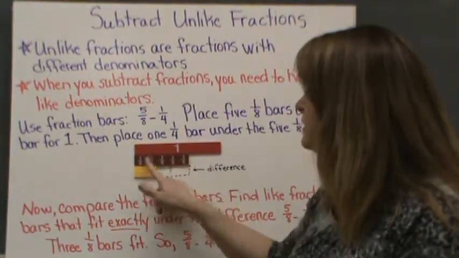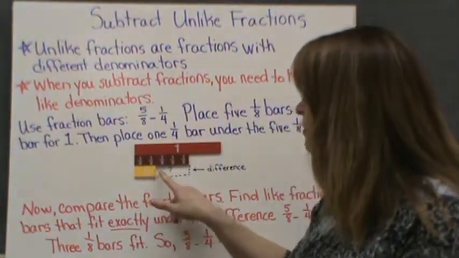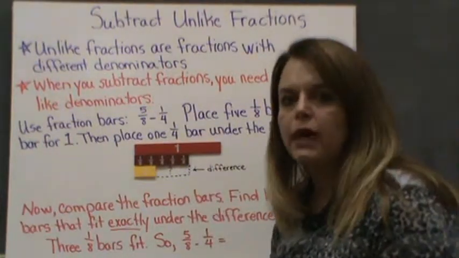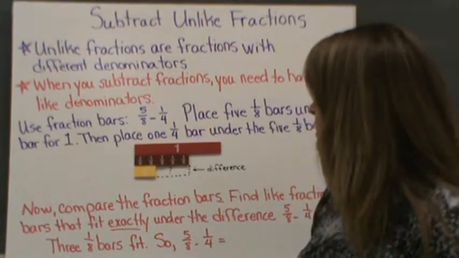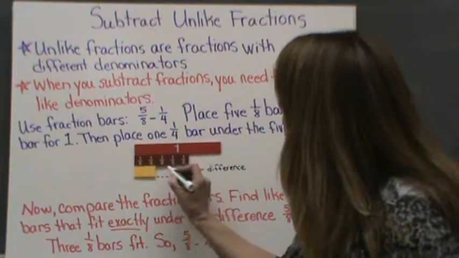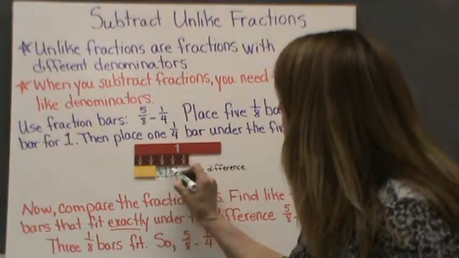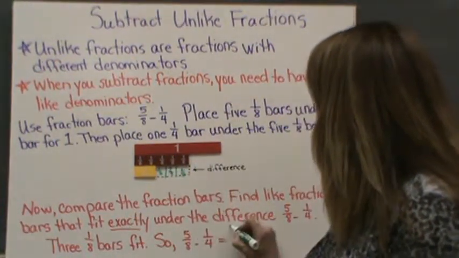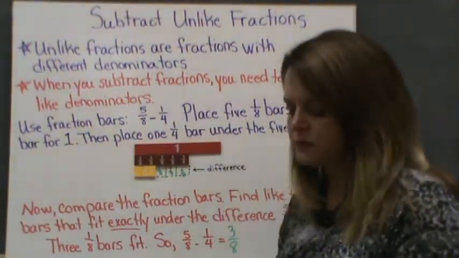So this tells me the difference in 5/8 and 1/4: in this space I could fit 3 of these 1/8 bars. So 3 1/8 bars fit. So 5/8 minus 1/4 would be right in here. That would be an 1/8, an 1/8, an 1/8. So I know that 3/8 is my difference.